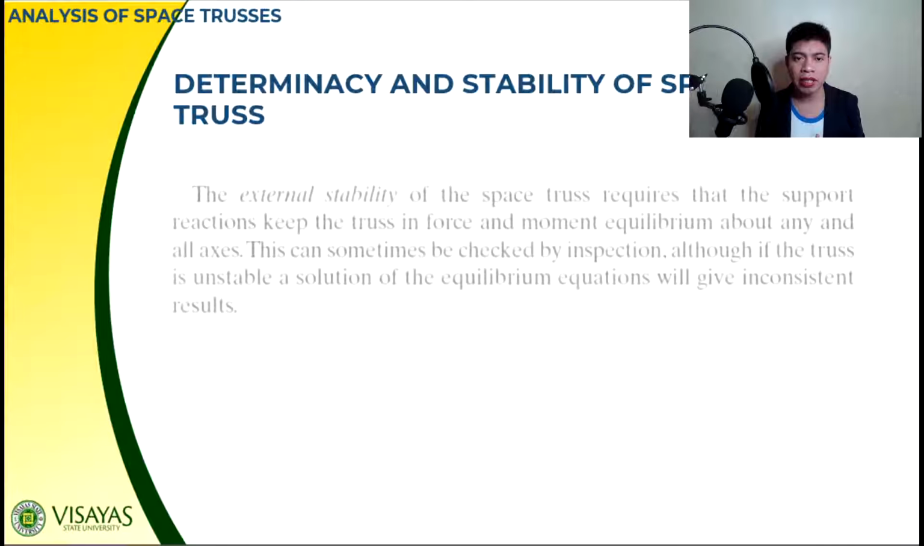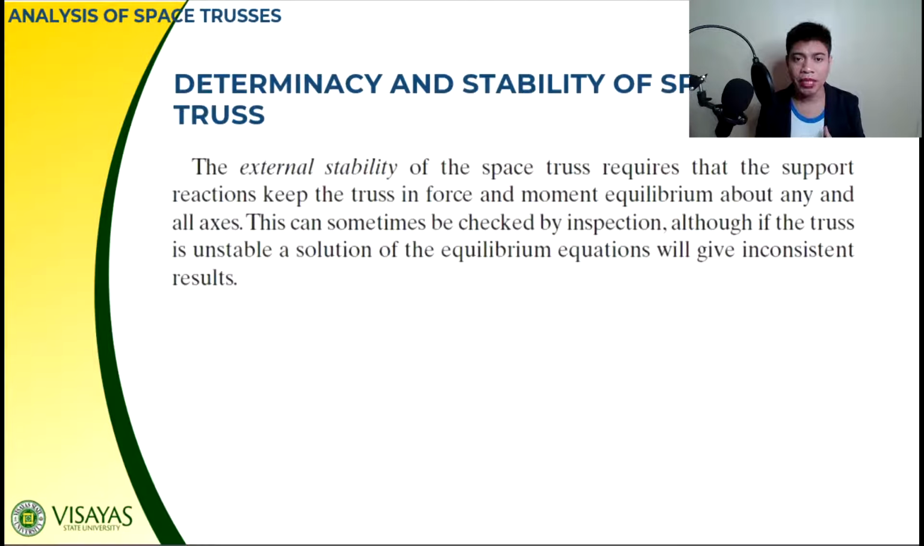Meron din tayong tinatawag na external stability. Okay? So, the external stability of the space truss requires that the support reactions keep the truss in force and moment equilibrium about any and all axes. This can sometimes be checked by inspection, although if the truss is unstable, a solution of the equilibrium equations will give inconsistent results. So, madali lang naman guys, no?